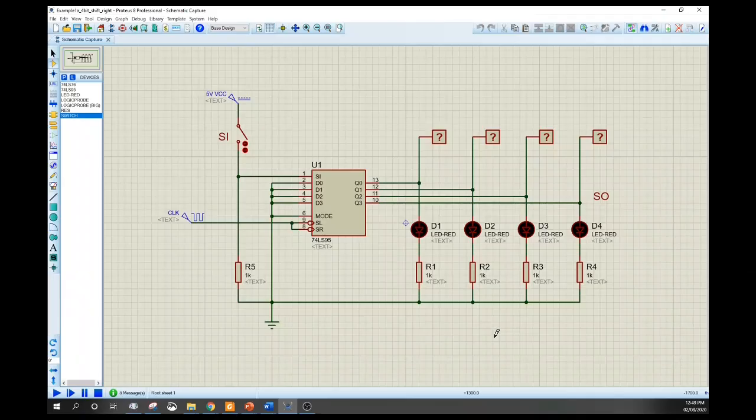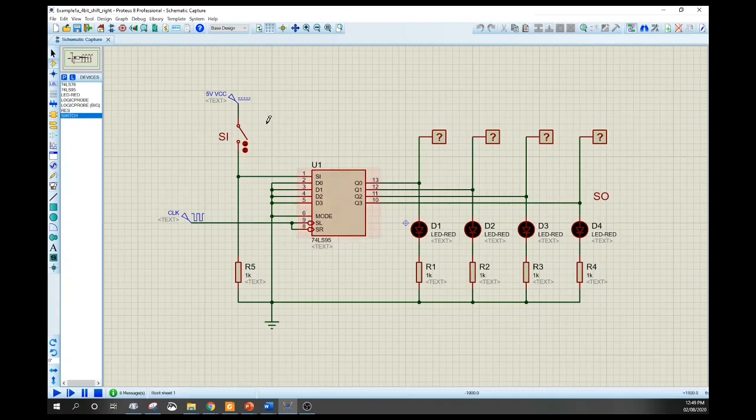So to quickly verify our design for example 1A, we have here the 74LS95. Please take note that we may have different naming configurations for the pin names, but you can always reference them with the pin numbers because the pin numbers will always remain the same.